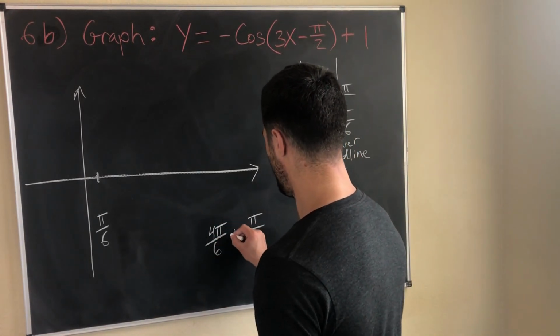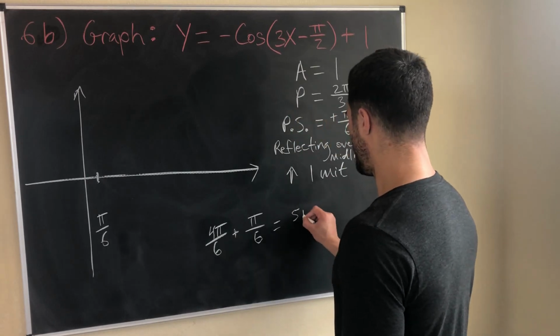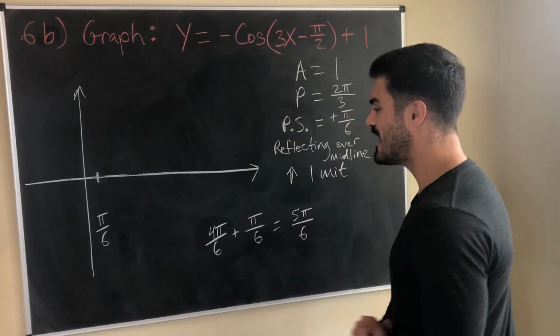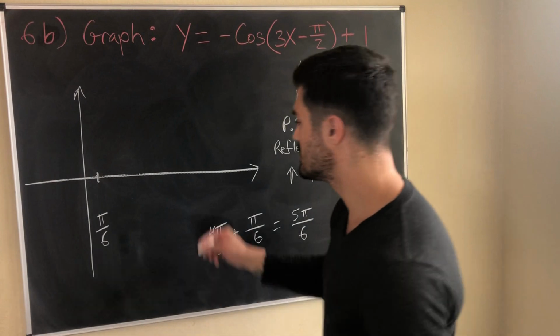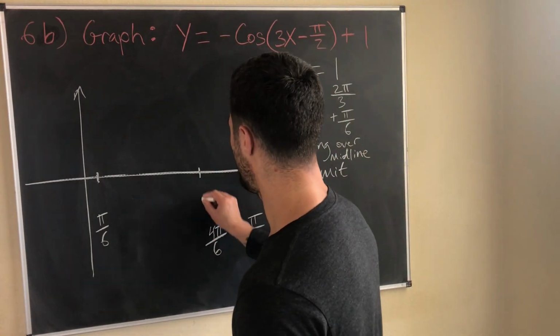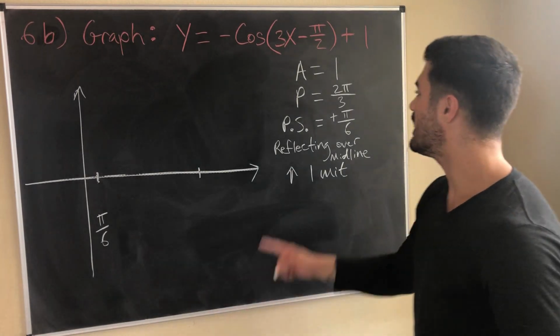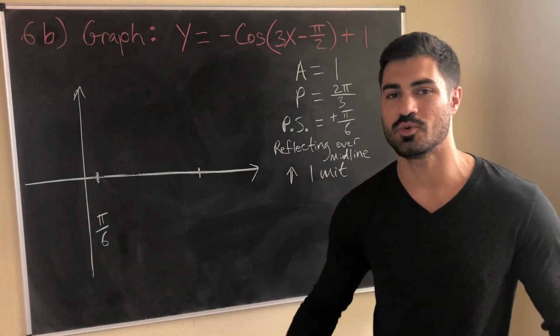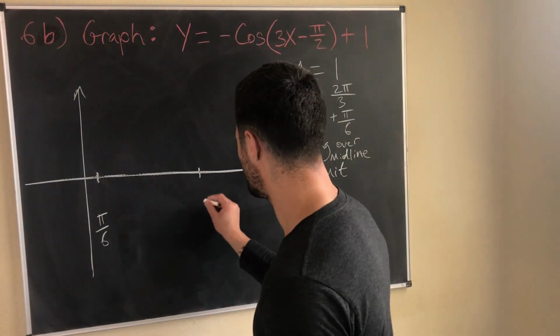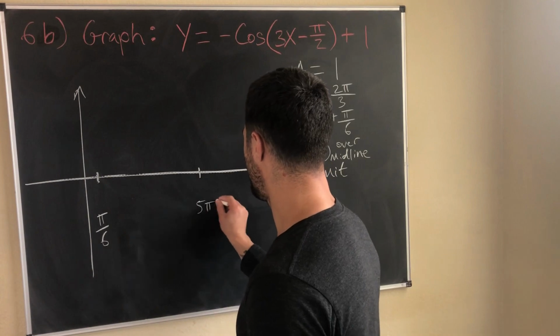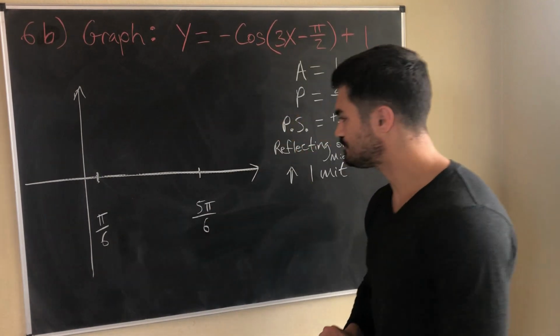And that's going to become 5 pi over 6. So that is our last point. We're starting at pi over 6, and we're going to 5 pi over 6, okay? Hopefully that makes sense. I took the first point, I added the period, and that gave me the last point, just like the last example. That's what I always do. So 5 pi over 6.